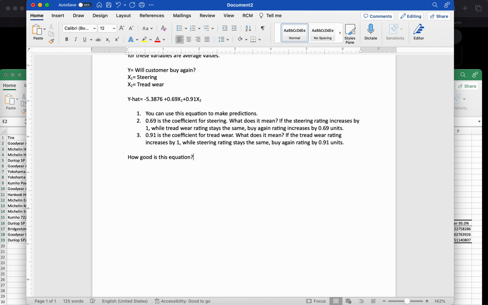Right? So to answer these questions, we can look at a few things. One, we can look at R squared. R squared measures how much of the variation in the y variable is captured by these x variables. Okay, so that's what R squared measures.